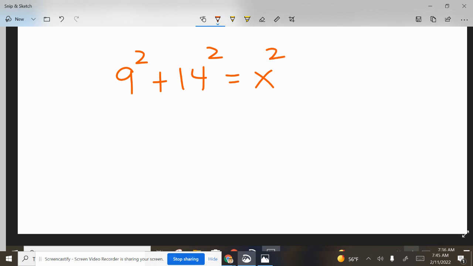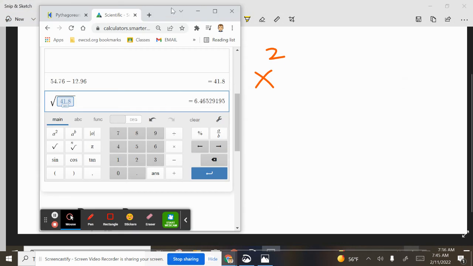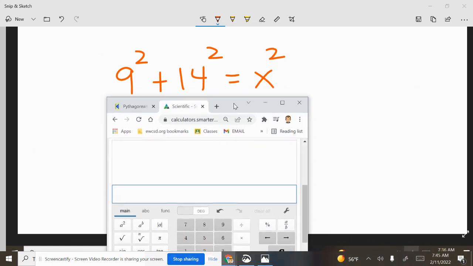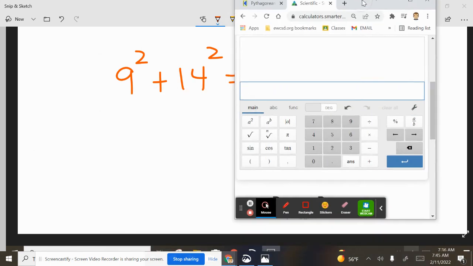All right, so this one's pretty simple. If I did 9 squared plus 14 squared equals x squared, go ahead and solve that for me. Now, if you're using your calculator properly, you could do a lot of this on the calculator. I'm going to do this right now. Watch what's going to happen. I'm going to get fancy.